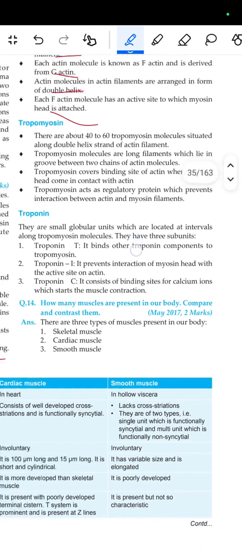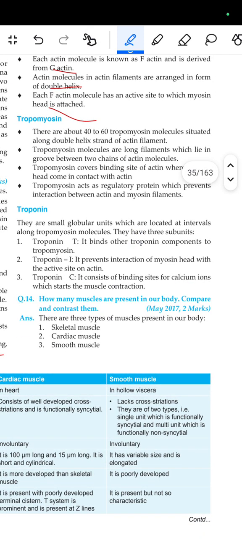Next comes tropomyosin. There are about 40 to 60 tropomyosin molecules situated along the double helix strand of the actin filament. Tropomyosin molecules are long filaments which lie in the groove between the two chains of the actin filament. Tropomyosin covers the binding site of the actin where the myosin head comes in contact with the actin. Tropomyosin acts as a regulatory protein which prevents the interaction between the actin and the myosin filaments.